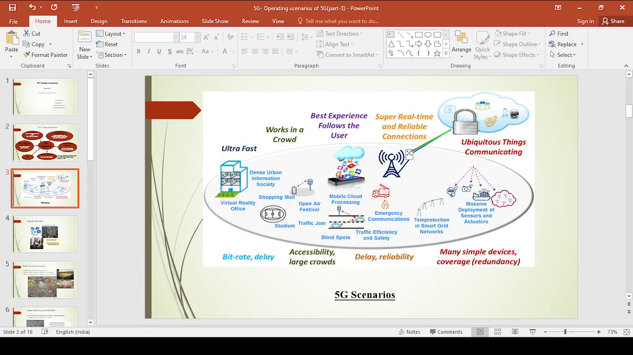All these things whatever we have discussed about 5G scenarios are represented in this form. Again the same thing is represented over here, right? What 5G has to support: it should provide high bitrate, low delay, and accessibility for large crowds, volumes in a small area, wide coverage, high reliability, and it should give fast result. These are some things that are to be supported by the 5G.